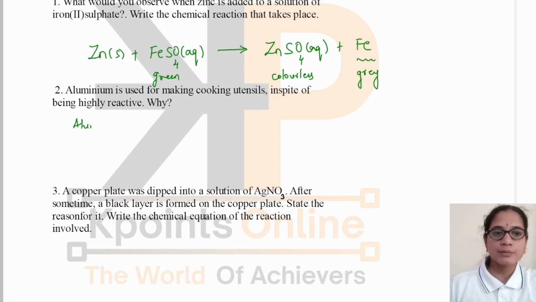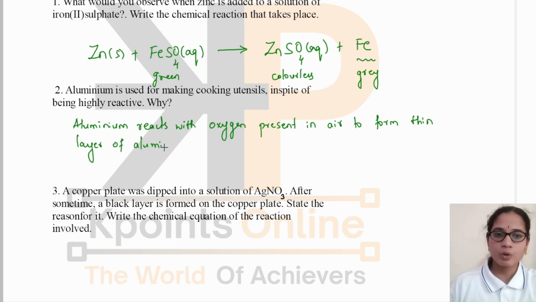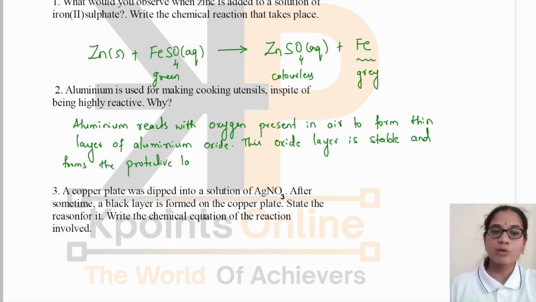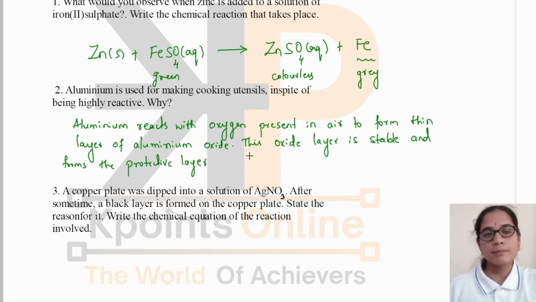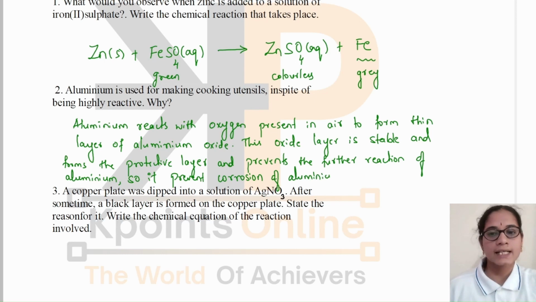Aluminium reacts with oxygen present in air to form a thin layer of aluminium oxide, and this oxide layer is stable and forms the protective layer. Why? Because it prevents the further reaction of aluminium metal with the external environment. So it prevents corrosion of aluminium and it can be safely used for cooking purposes.